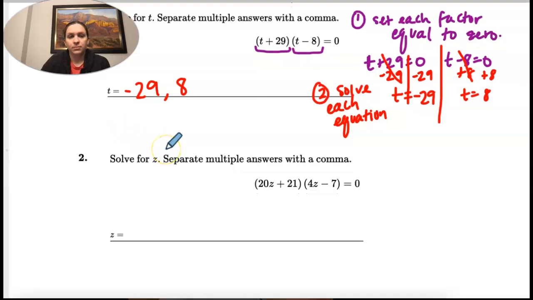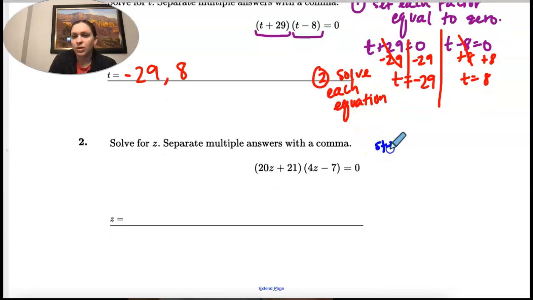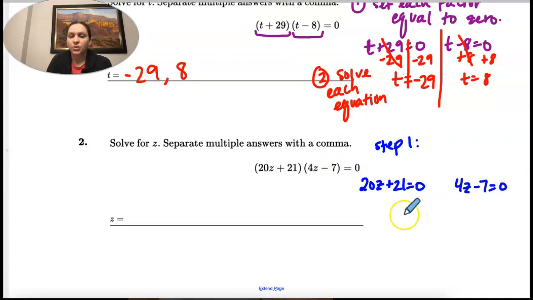So number 2, now we're solving for z. I'm going to start with step 1, and I'm not going to write it out again, but we're going to set each factor equal to 0. So I'm going to take 20z plus 21 equals 0. That's my first factor, and my second factor is 4z minus 7 equals 0. So I drop the parentheses and set each one equal to 0, and then step 2 is we're going to solve each one of these.